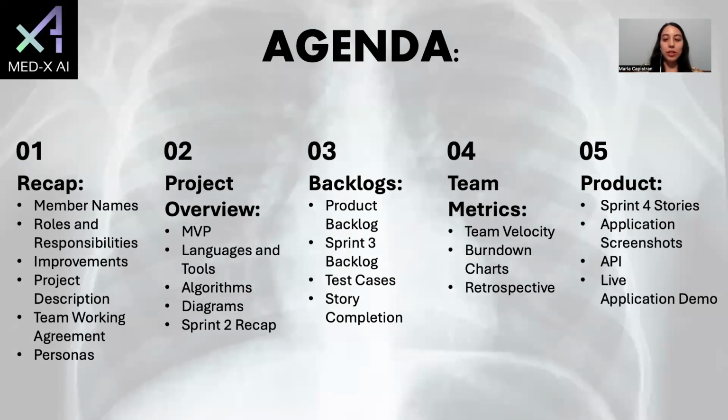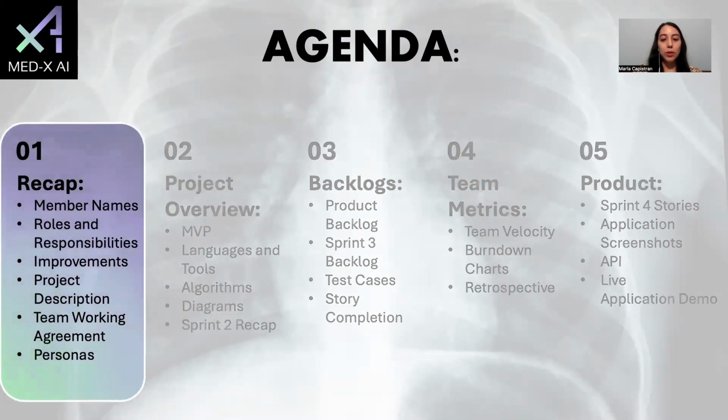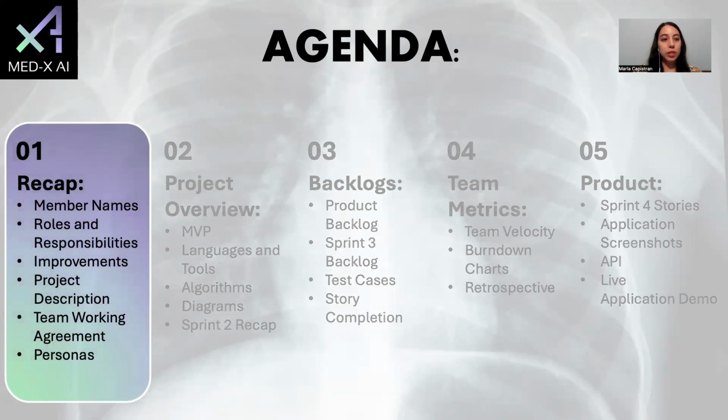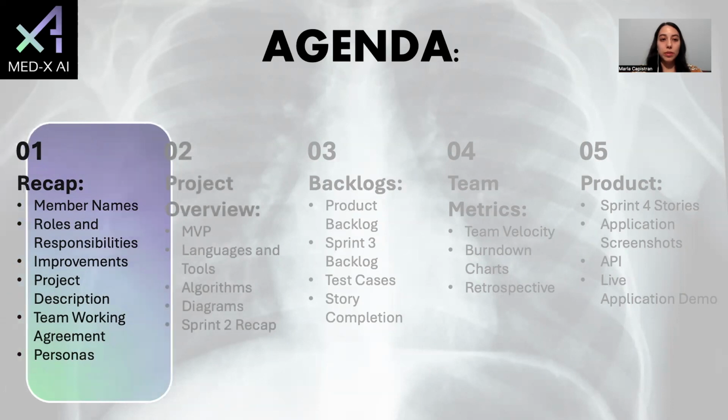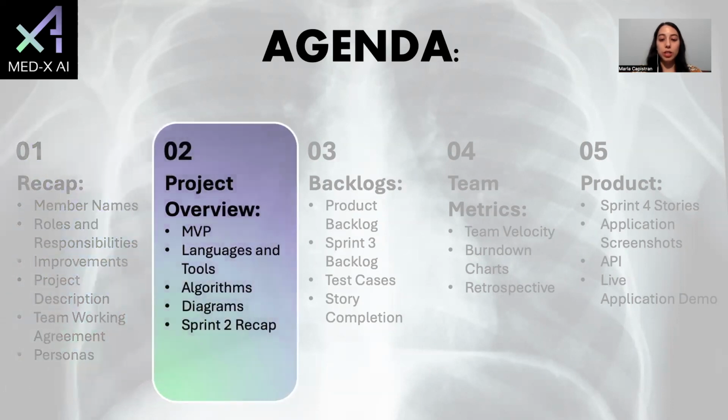Today, we will cover a recap of who we are and the project we chose. It includes member names, roles and responsibilities, improvements, project description, team working agreement, and personas. Followed by the project overview, which covers the MVP, languages and tools, algorithms, diagrams, and a Sprint 2 recap.